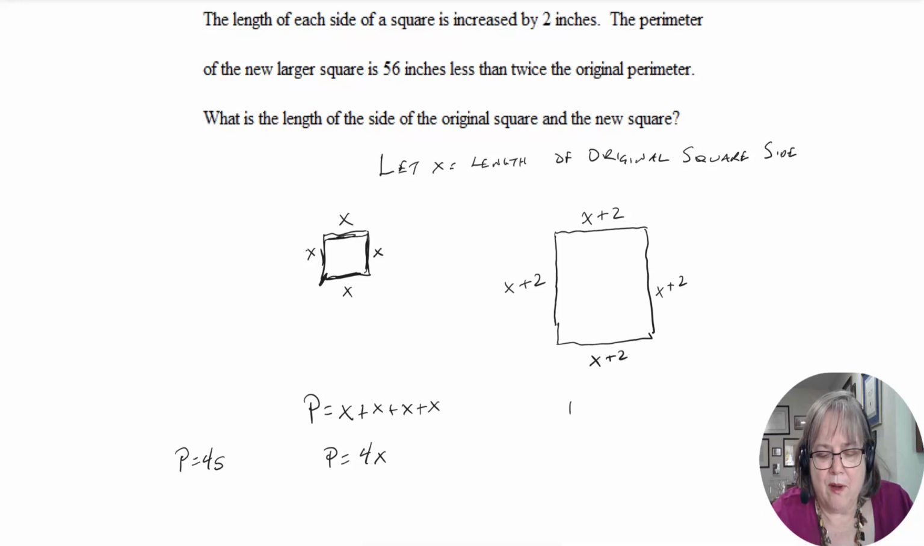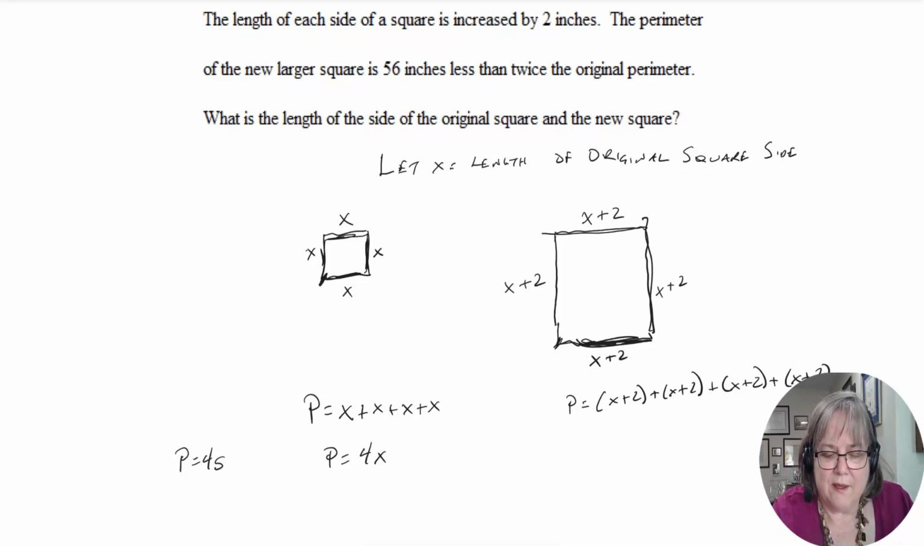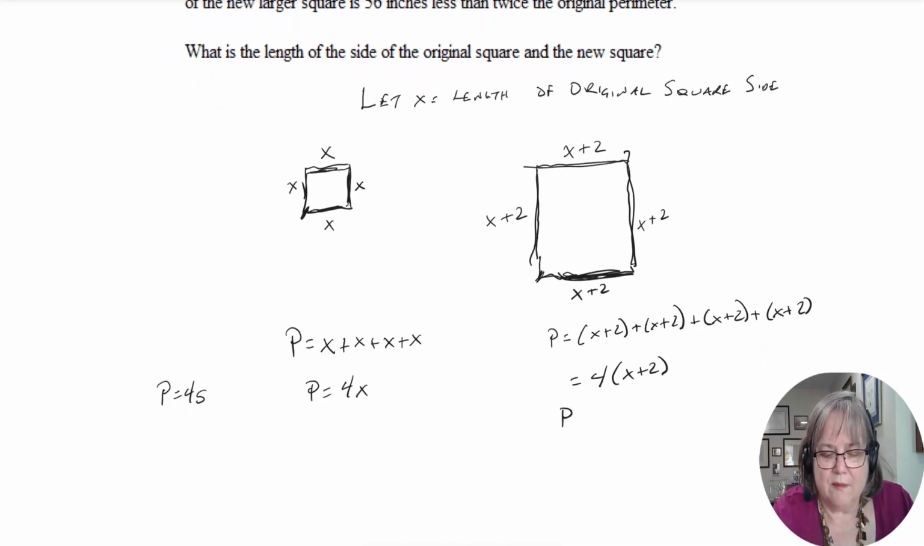So the perimeter of the second square, if you want to do it the same way, and there's nothing wrong with that, is you would have the x plus 2 on the bottom, the x plus 2 on the right, the x plus 2 on the top, and the x plus 2 on the left. You can just go around and add all these up, or you could say it's 4 of the x plus 2's. You okay? All right.